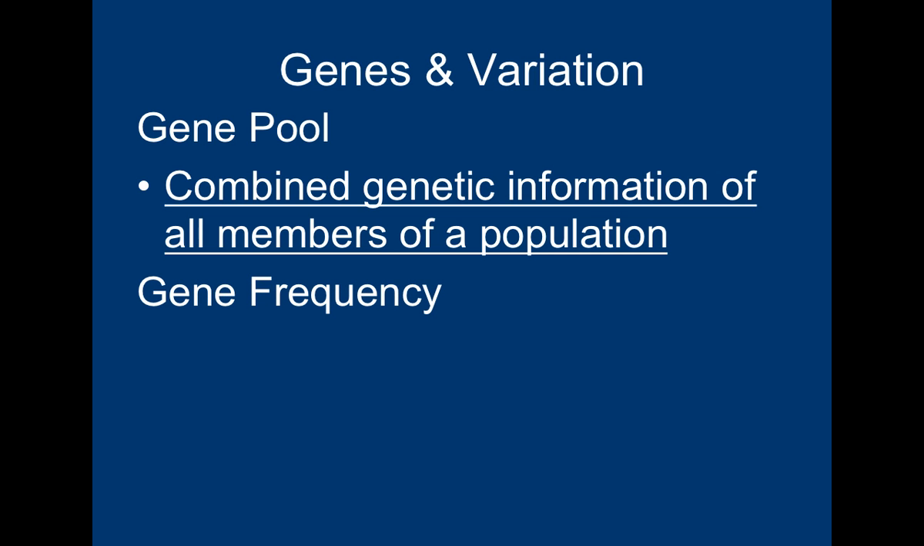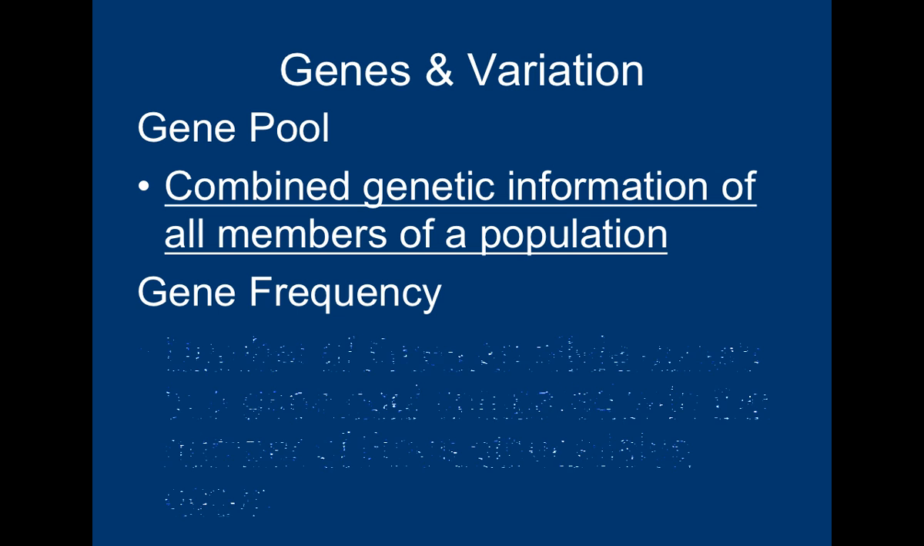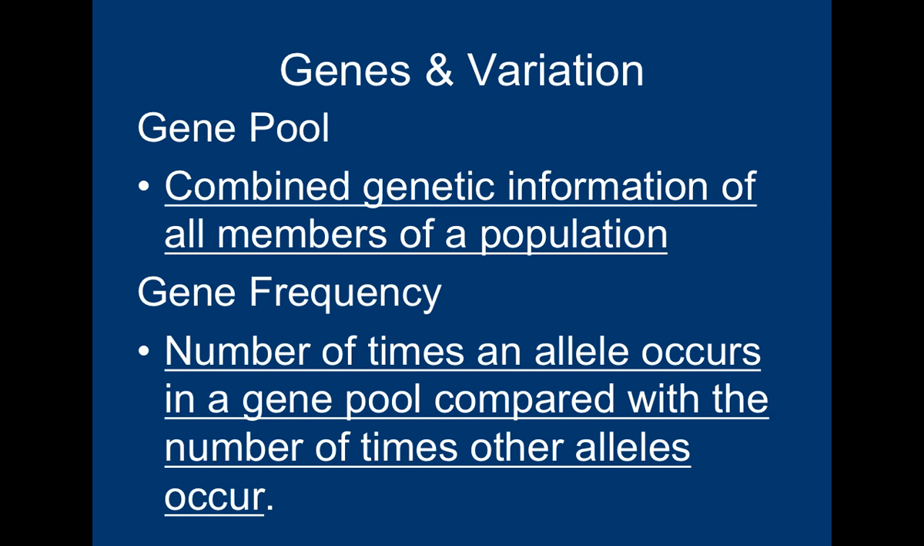Now, we also talk about something called gene frequency. Gene frequency is basically the number of times an allele occurs in a gene pool compared with the number of times other alleles occur. So if you think to genetics, it's kind of like the percentages, but this is percentages of phenotype that we actually see present in the population.